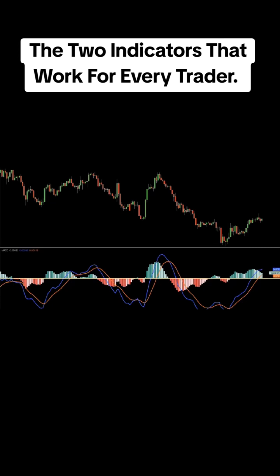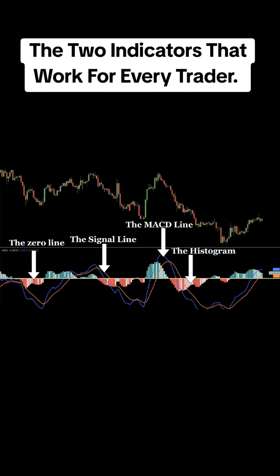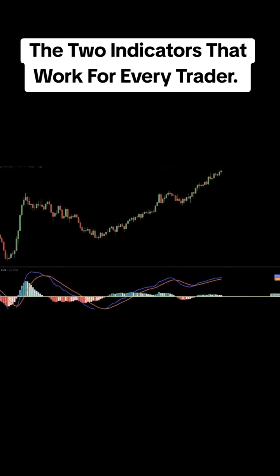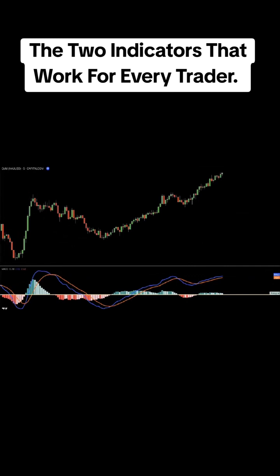It's made up of three key parts: the MACD line, the signal line, and the histogram. All of these elements work in relation to the zero line, which acts as the backbone of the MACD, helping traders quickly see when momentum shifts. Let's break down the MACD step by step, starting with the MACD line.